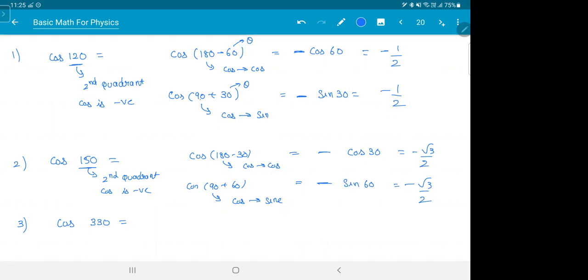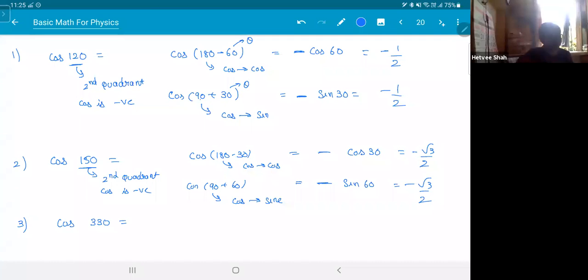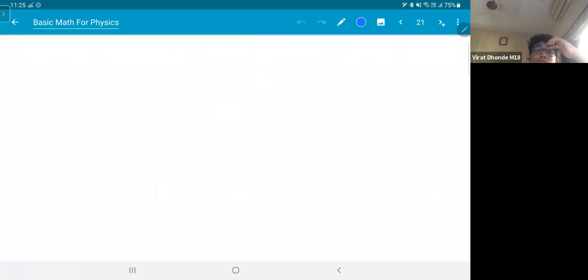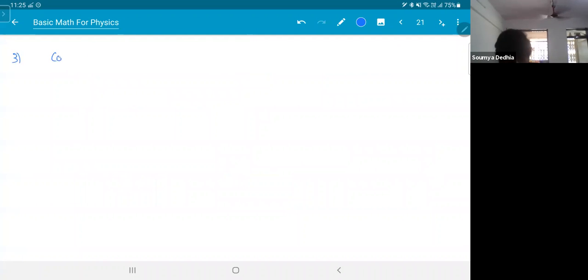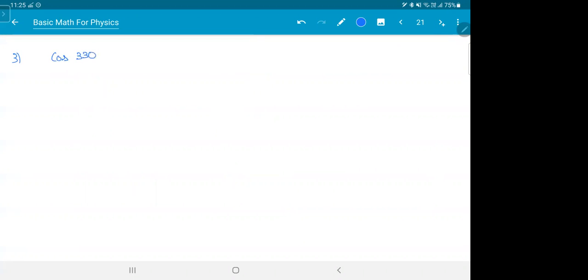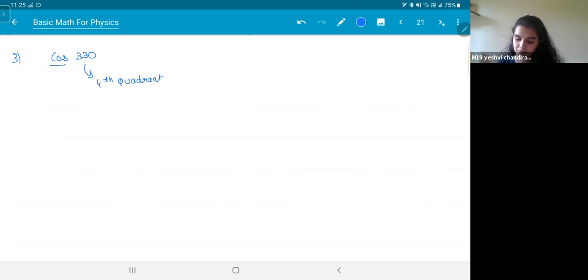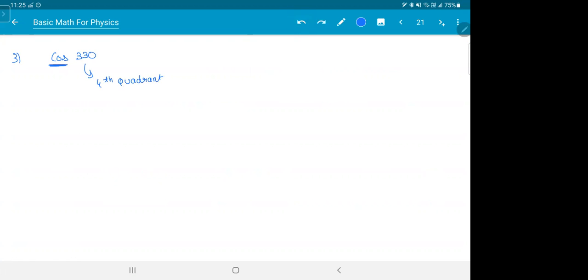Anyone want to say the answer? Root 3 by 2. Okay, we got root 3 by 2. Let's see. Cos 330. Which quadrant? Fourth. In the fourth quadrant, cos is? Positive. So you have to see which quadrant this angle is in. So cos is positive there. So you're safe. So you got the sign.